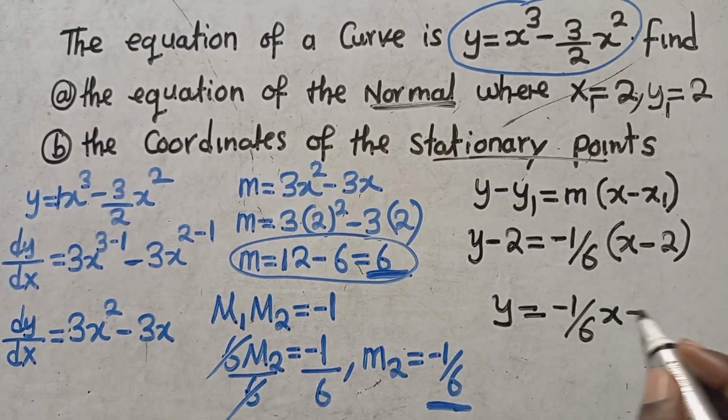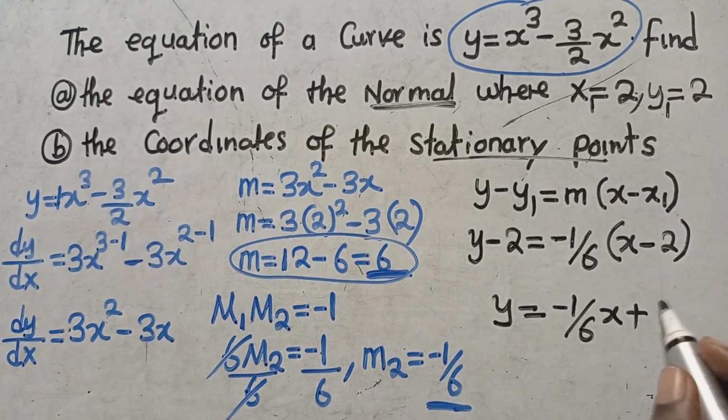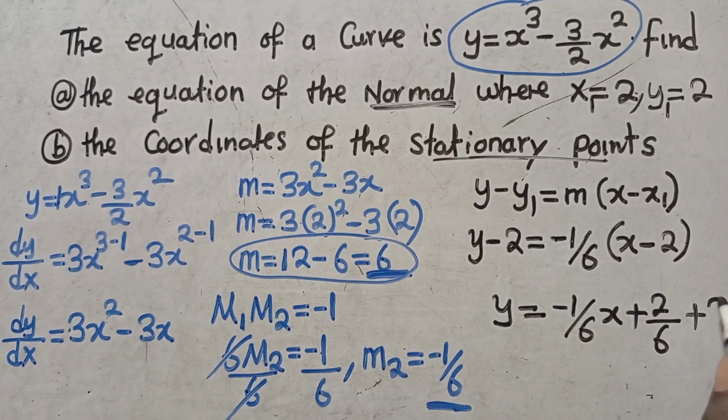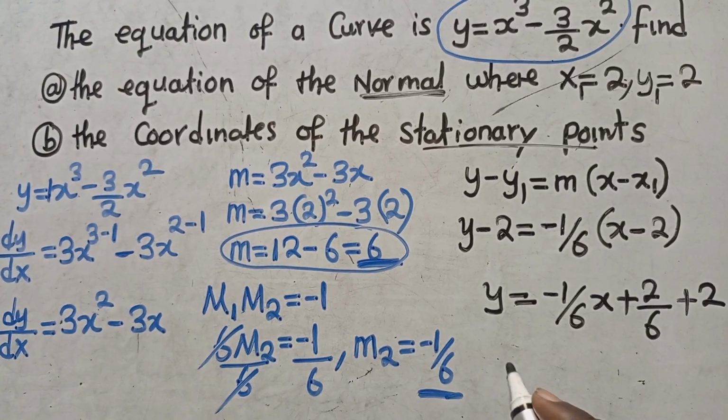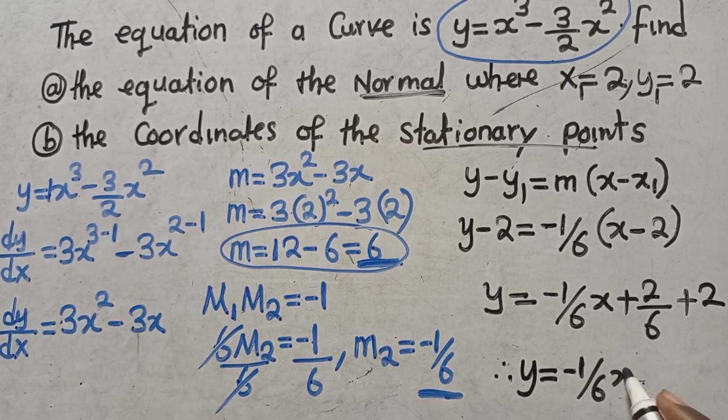Negative times negative, that is positive. 1 times 2, that is 2 over 6. When this one comes to this side, it is positive 2. This is what I'm going to have. Then finally, I say the equation of the normal is y is equal to negative 1 over 6 x.